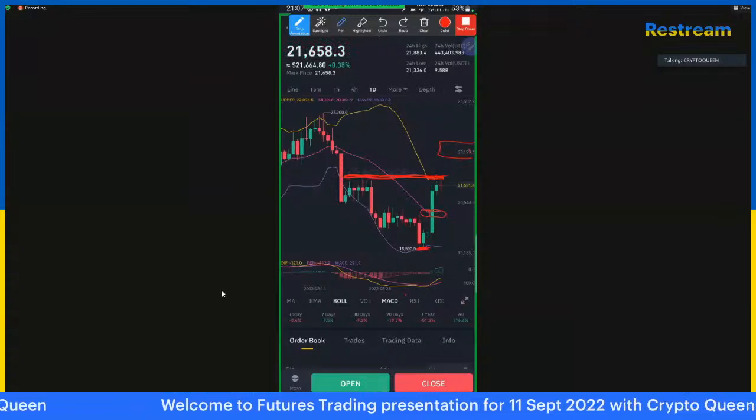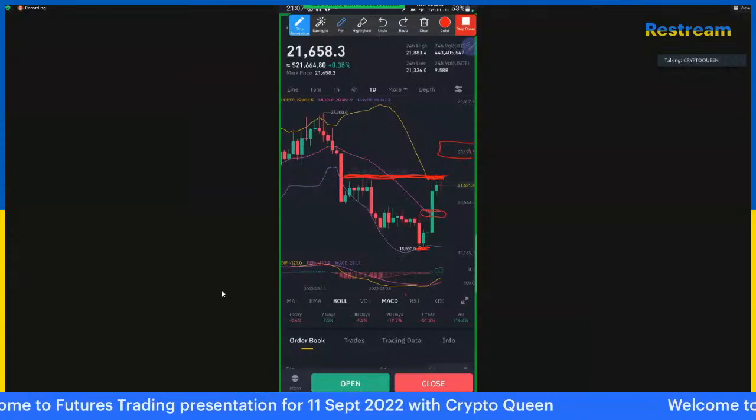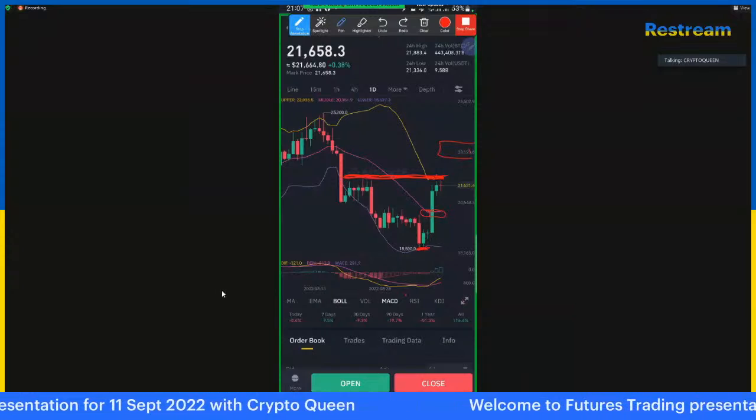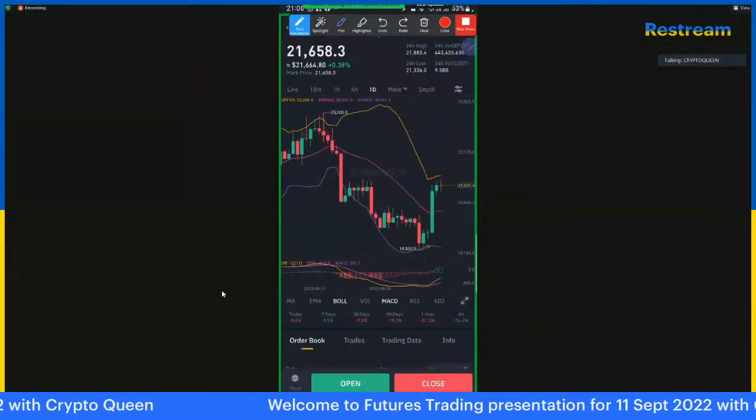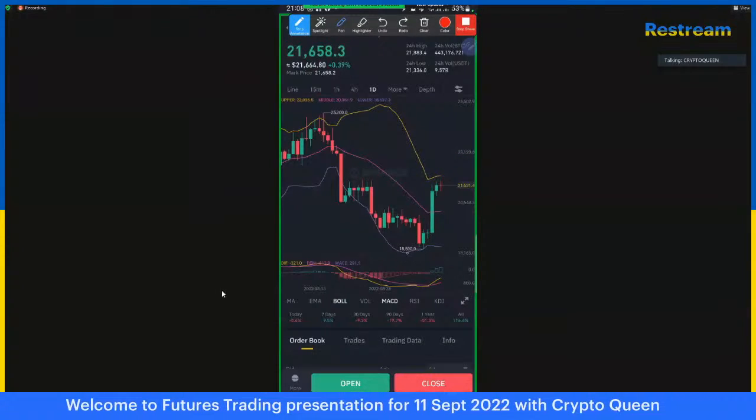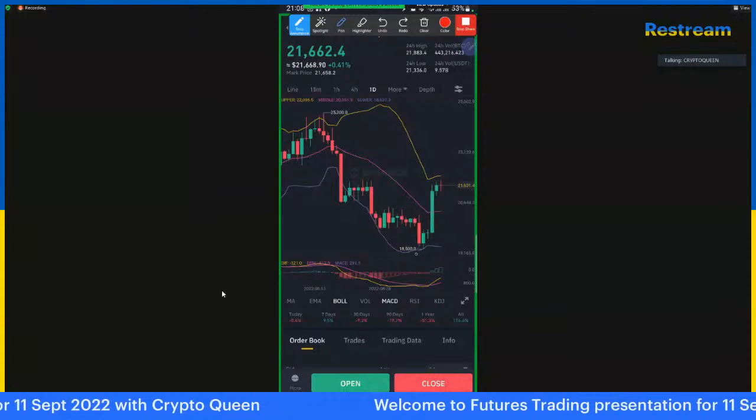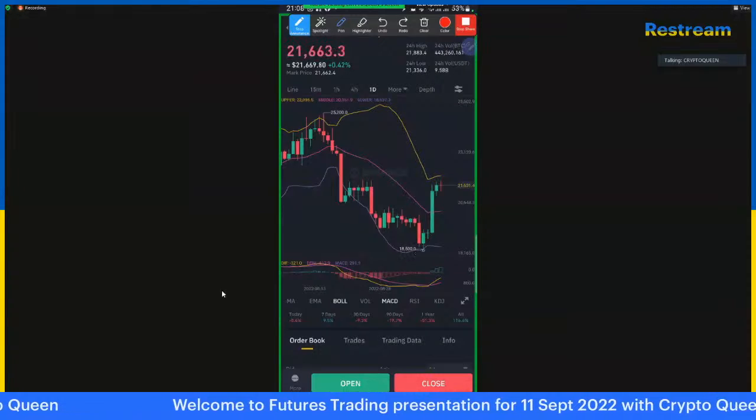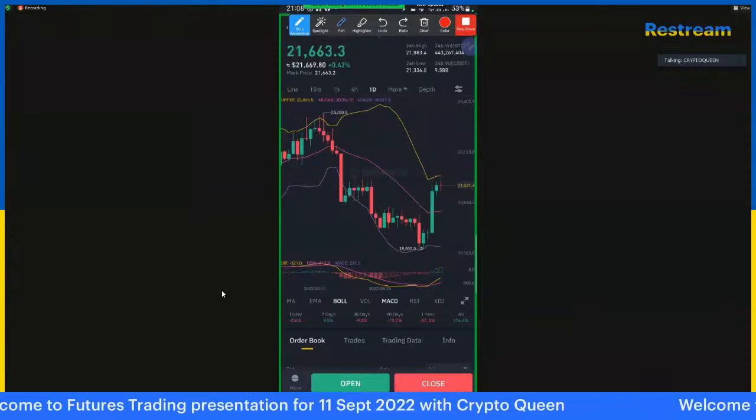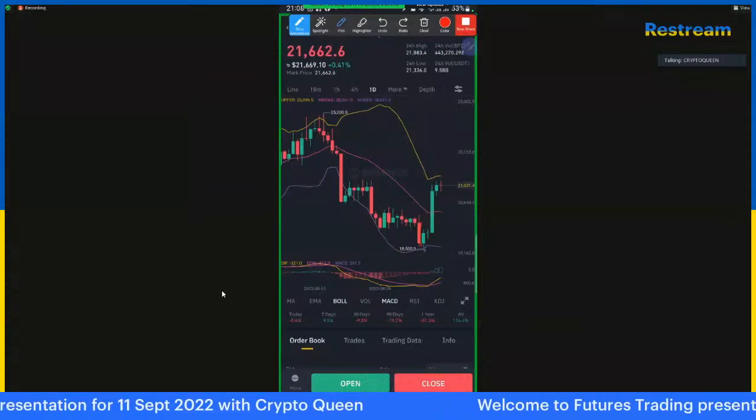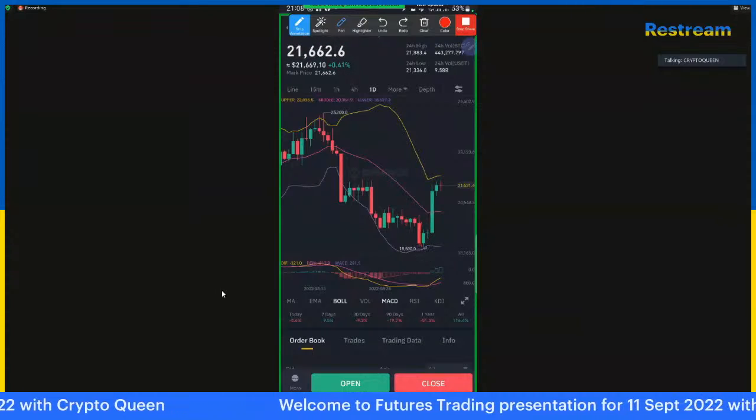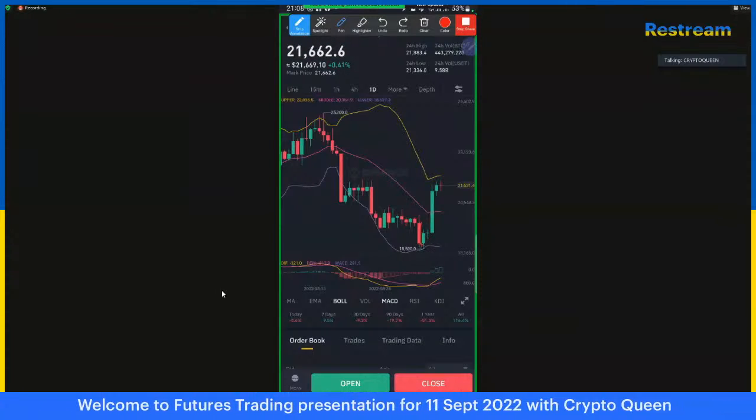It did not break it. As it did not break it, it started reversing from here. So it can also be used as a support level. See, it's here where you have the candle sitting at the Bollinger Band. So it's seated here and it didn't break it. It touches the Bollinger Band and starts moving upward again. So the Bollinger Band here has served as a support level for this candle.